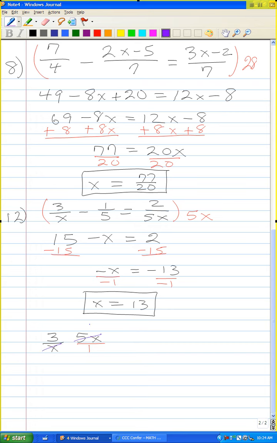5x divided by x is 5. x divided by x is 1. And now you get 3 times 5 is 15. That's how you get this first term.